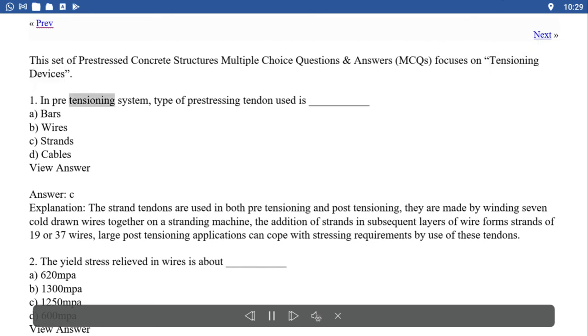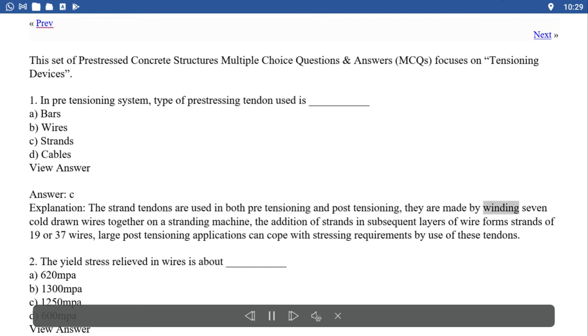1. In pre-tensioning system, the type of pre-stressing tendon used is ______. A. Bars. B. Wires. C. Strands. D. Cables. Your answer: Answer C. Explanation. The strand tendons are used in both pre-tensioning and post-tensioning.